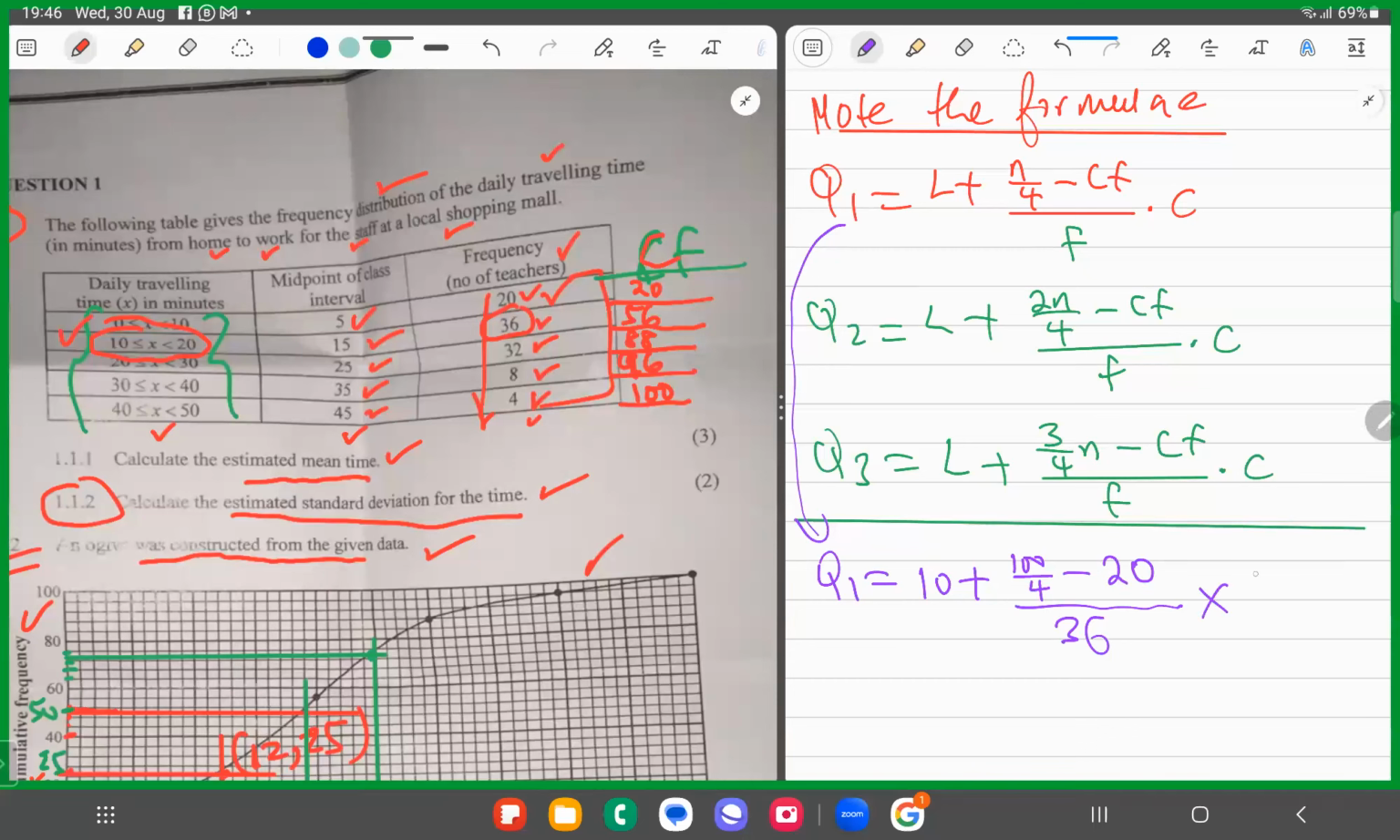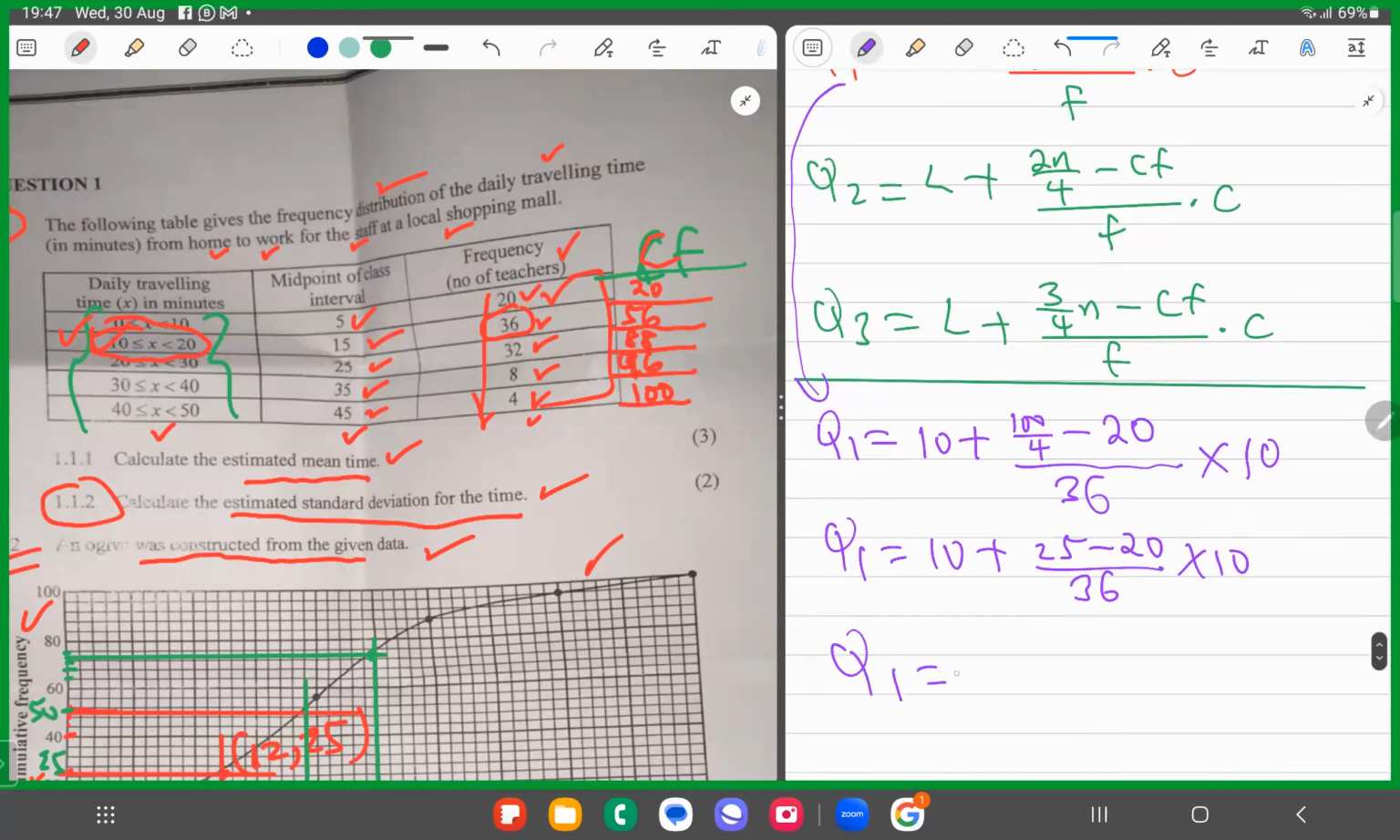You multiply by C, and C here is the lower boundary point of the 10 to 20 interval, and this lower boundary point is what? The lower boundary point is 10 still. Okay, I'm just showing this here. So this is 10 plus, just another method of finding Q1. So it is 10 plus 25 minus 20. You divide everything by 36 times 10.